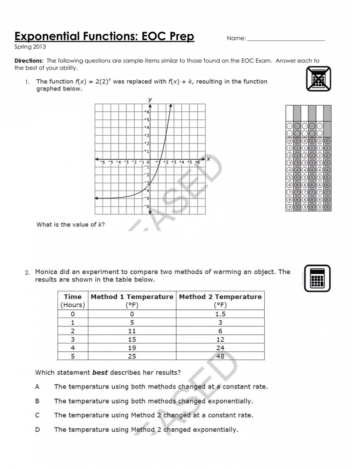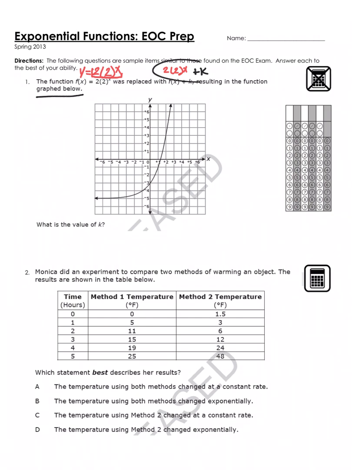So number one, the function, which it says f of x, but let's remember that is the same thing as saying y is equal to 2 times 2 to the x power. So that was replaced with f of x plus k. So what it's saying is this right here currently is f of x, or y equals. It's going to be replaced with adding k to it. So it would be 2 times 2 to the x power, and then we're going to add k to that, resulting in the function graphed below.